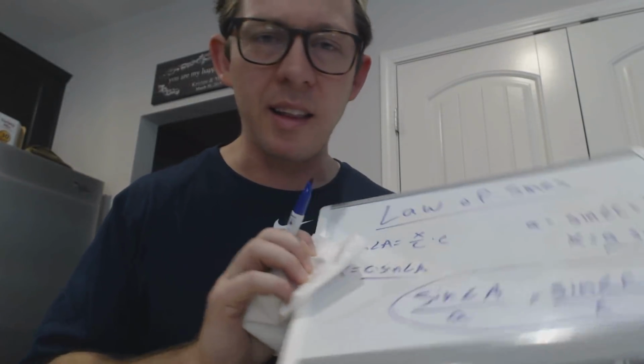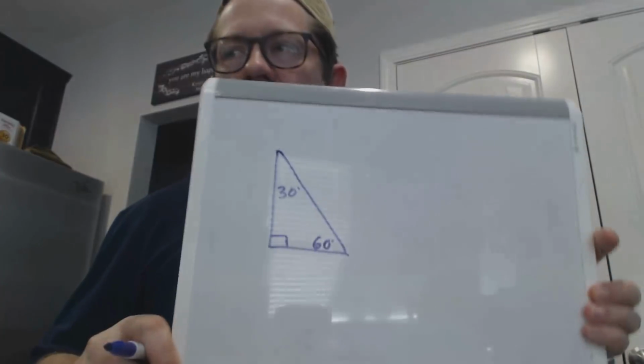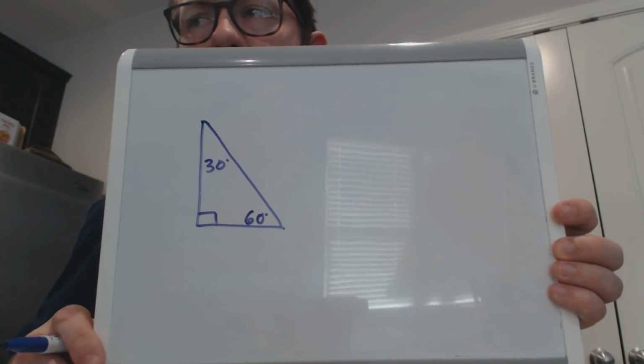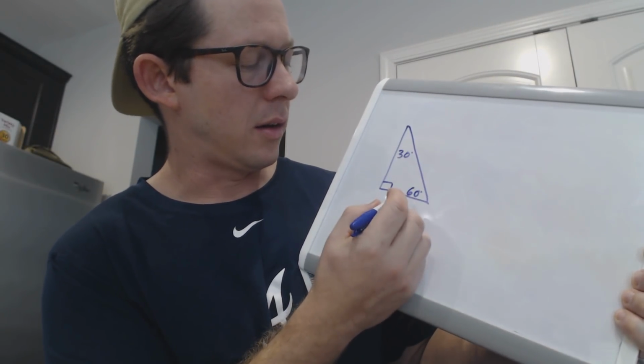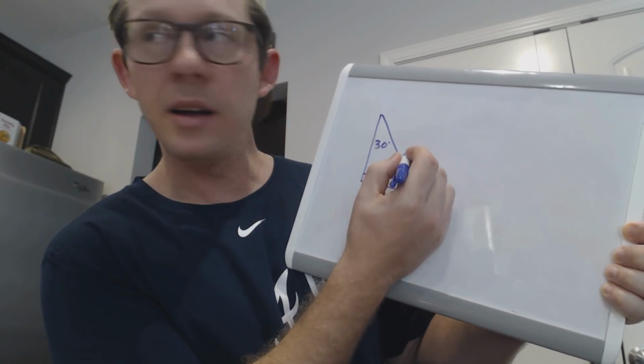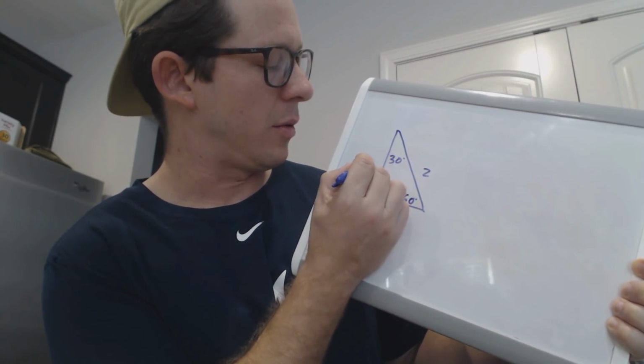So watch. Let's take it back to last semester just for a moment. I'm going to pull out a 30, 60, 90 real quick. I'm just doing a 30, 60, 90 because we know those triangles pretty well. We should. So here's a 30, 60, 90, right? This 30, I'll just call it a 1, right? Remember the hypotenuse is double that, right? And this one would be root 3 times as long.